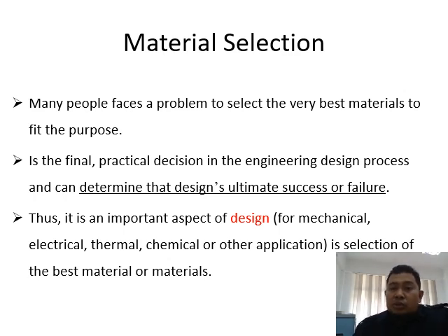Of course, you can use the best material. For example, a chair made from titanium alloy. Very nice, sleek, very shiny, but it's very expensive. Probably cost you like 3,000 ringgit and so on. So it's the final practical decision in the engineering design process and can determine that design's ultimate success or failure.